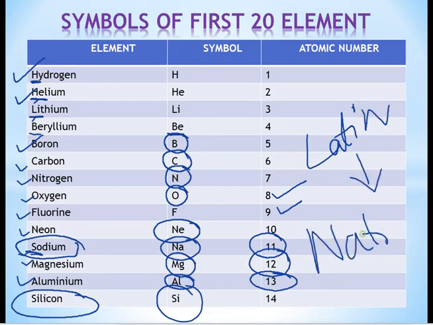Natrium, natrium. So from that natrium, Na is taken as its symbol, right? So these are the symbols as well as the atomic numbers from hydrogen to silicon.